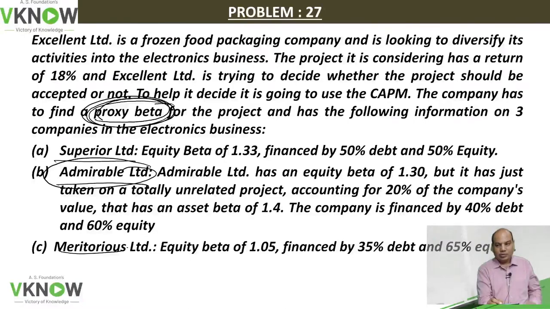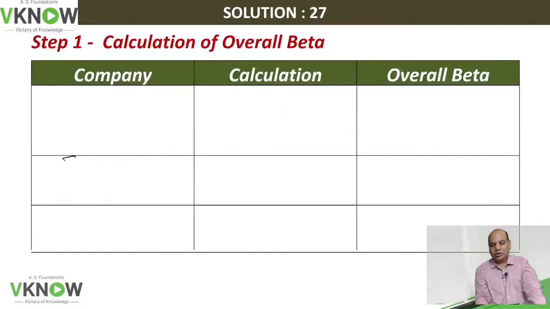In Admirable Limited, I have to further identify the beta of electronic business. At present, Admirable Limited is made up of two businesses. Okay, so let us first find overall beta. I will use the same formula which I have used in question number 26.